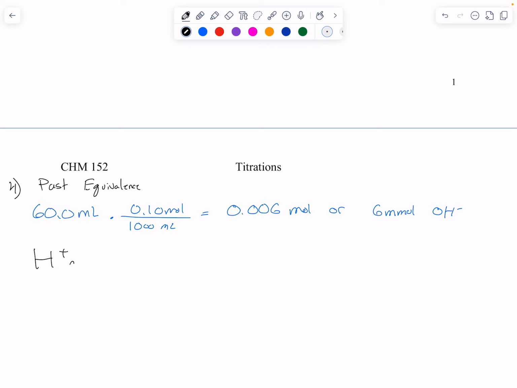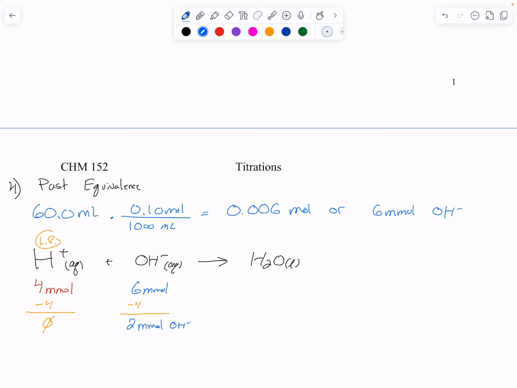H plus, OH minus, water. So I'm going to go back to 4 millimoles of H plus, and 6 millimoles of hydroxide now. Who's limiting now? Well, H plus is: minus 4, minus 4, none, and we're left with 2 millimoles of hydroxide. New volume.